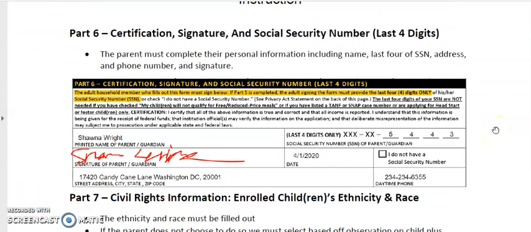The next section, Part 6, certification, signature, and social security number. So the parent must complete their personal information, including their name, the last 4 of their social security number, if they did not include their SNAP or TANF case numbers, their address, and their phone number. They must also include the date and their signature.